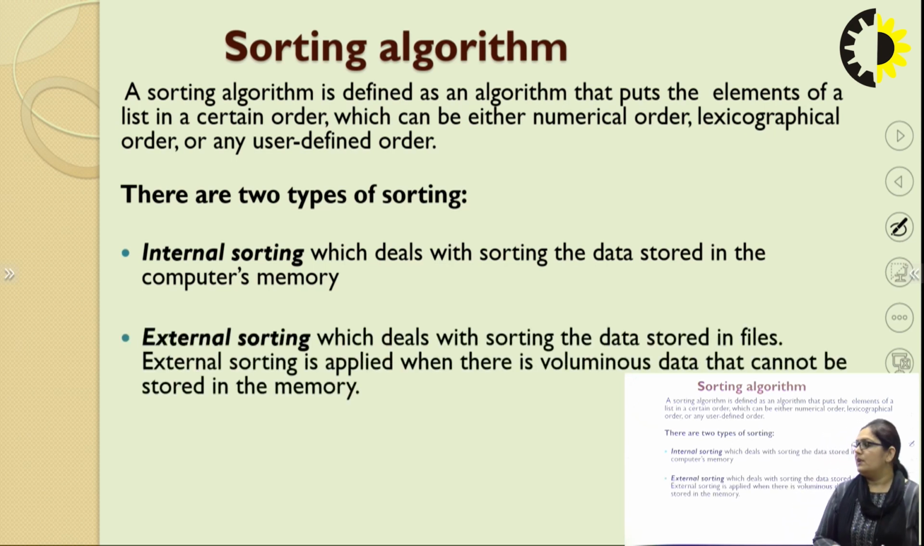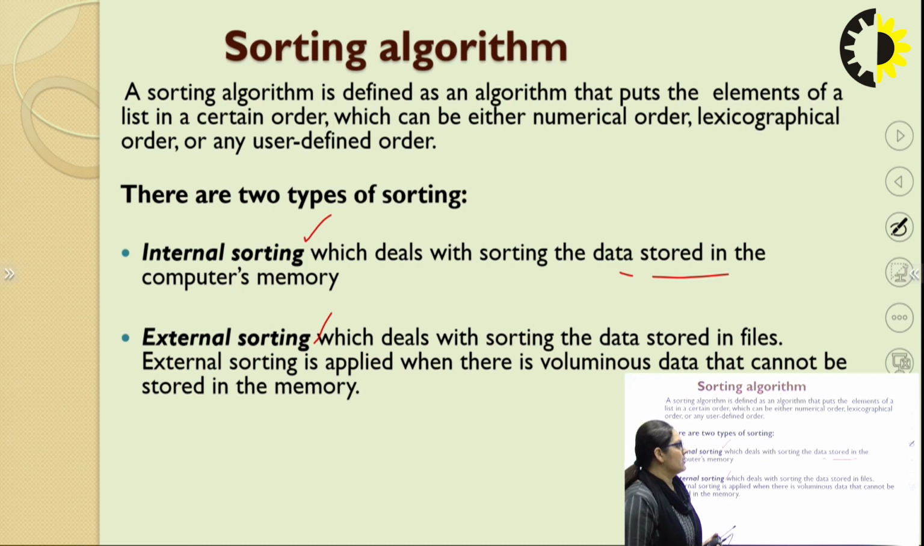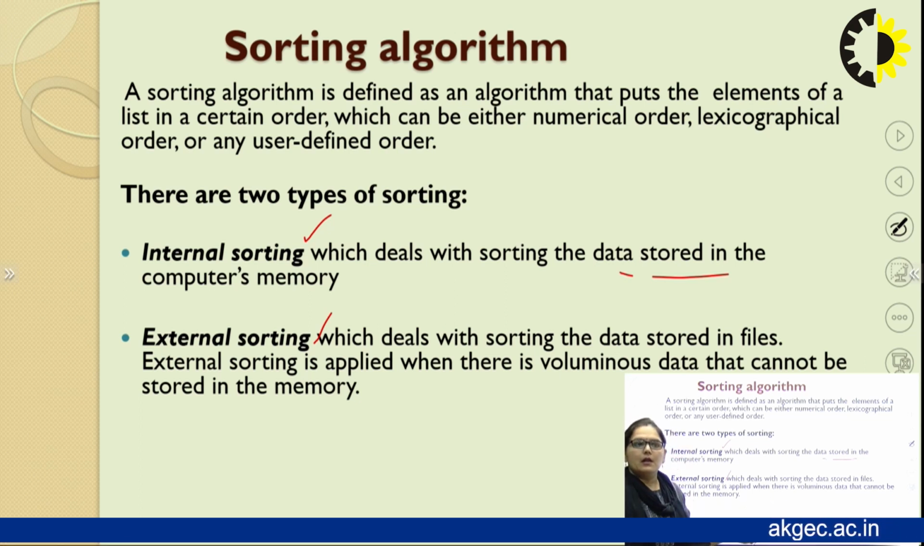We have two types of sorting: one is internal sorting and another is external sorting. We use the internal sorting algorithm when your data is stored in the internal computer memory. But if the data is stored in external files, then we have to use external sorting. External sorting deals with sorting data stored in files, and it is applied when there is a voluminous or huge amount of data that cannot be stored in internal memory.